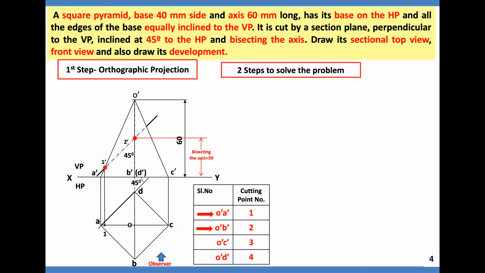So later I will explain how to mark it in the top view. Let me go to the next, O'C', which is having the cutting point number 3. Here it is, O'C'. This one will be the 3'. And the last one, O'D' is 4, which is also the vertical line behind O'B'. Hence, 4' will come in the bracket, 2' bracket 4'.